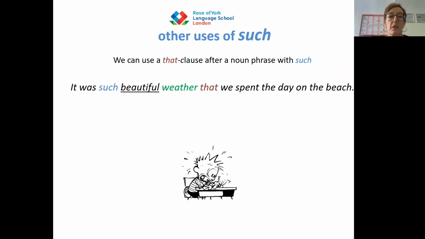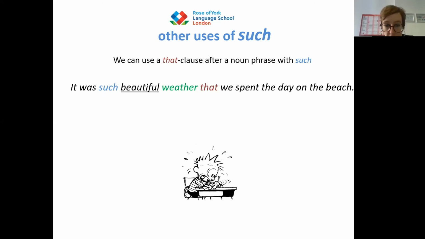But you still have the same construction. So such, and you have a noun, beautiful weather. A noun phrase, sorry. That is the conjunction in that sentence of the two clauses. We spent the day on the beach. So after that, you have a pronoun and a verb. You have a subject, yes, a subject. We spent the day on the beach.